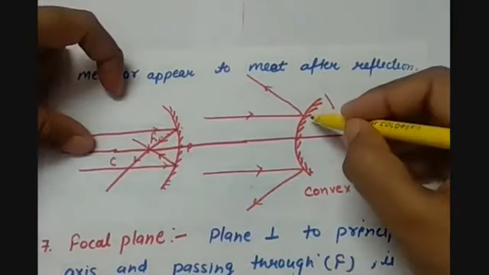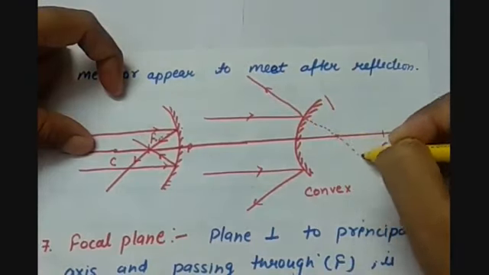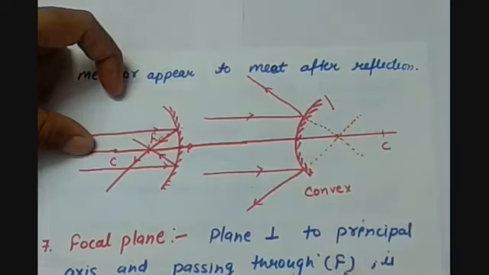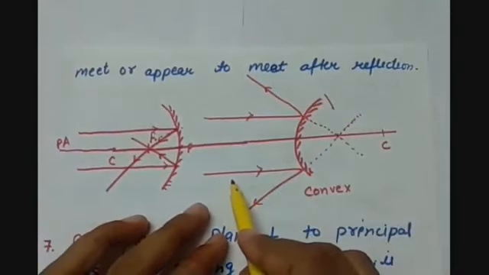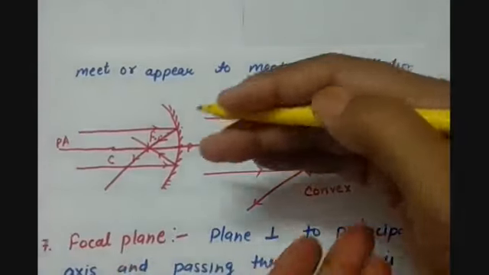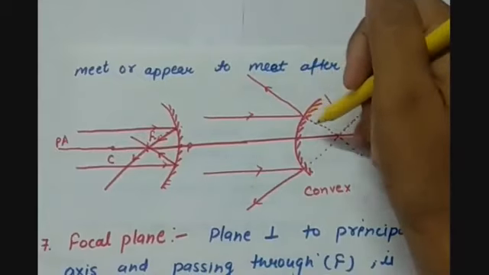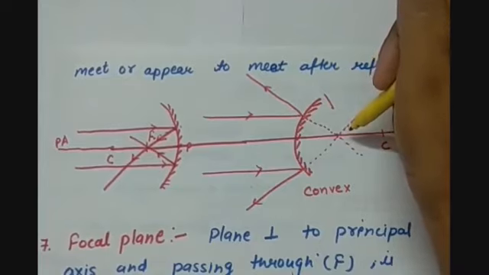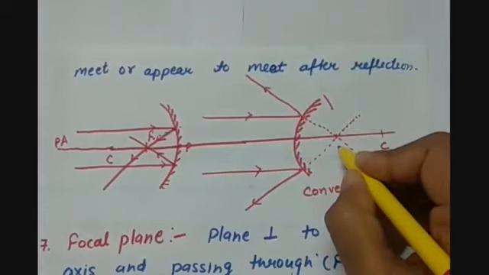Now we have to extend them back, because to obtain an image, what do we need? We need at least two reflecting lights meeting at a point. So here we see that the parallel rays are getting diverged. Now they are spreading out after reflection. And when we retrace them back behind the mirror, we find that they appear to come from the focus point of the mirror.